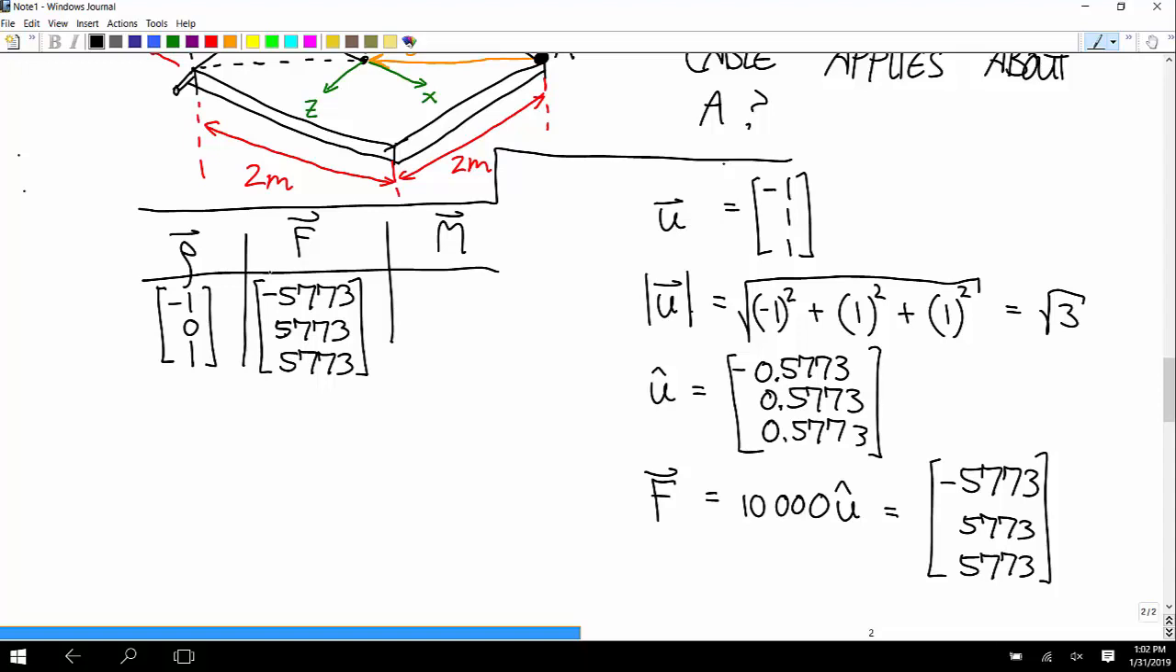And now the moment, I would recommend you just plug it into your calculator and have it do it, but you get negative 5773, 0, negative 5773, and that's the moment.